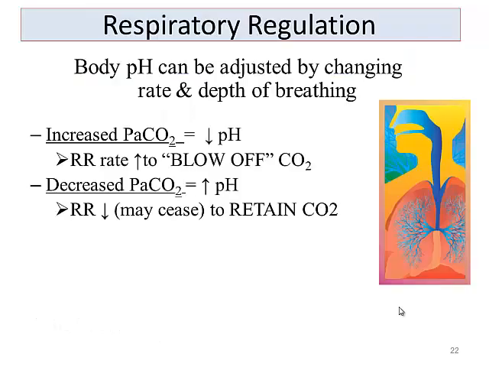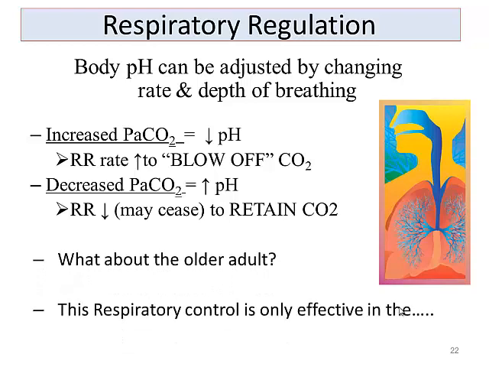So, if body pH can be adjusted by changing the rate and depth of breathing, when does this start? Because the chemical buffers can't keep up with the changes, right? Well, when the PaCO2 is increased, meaning the pH is low, the respiratory rate increases to blow off carbon dioxide. And when PaCO2 is decreased and pH is increased, the respiratory rate decreases to retain CO2. Keep in mind that the respiratory system of an older adult may be compromised and less able to regulate acid-base balance.